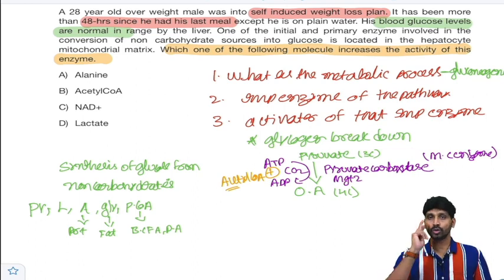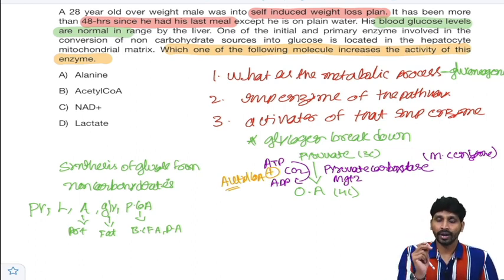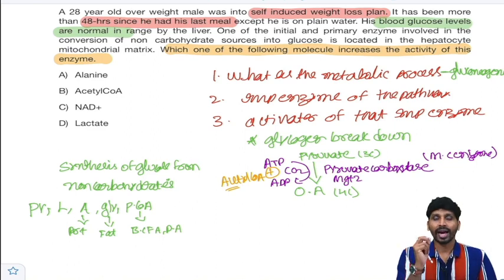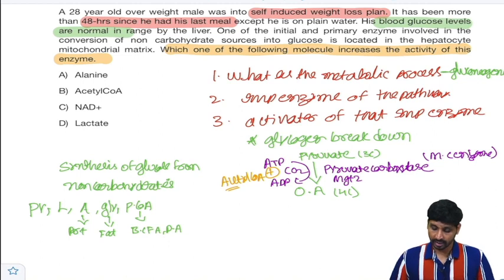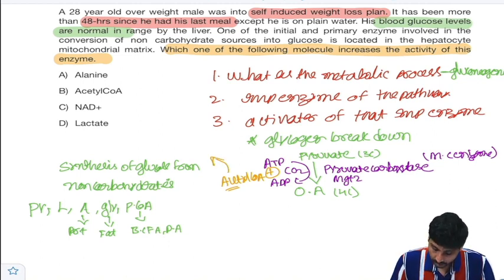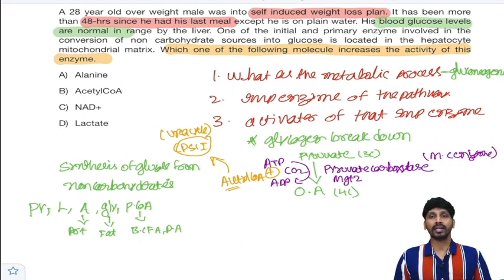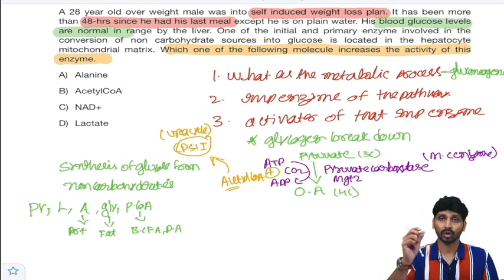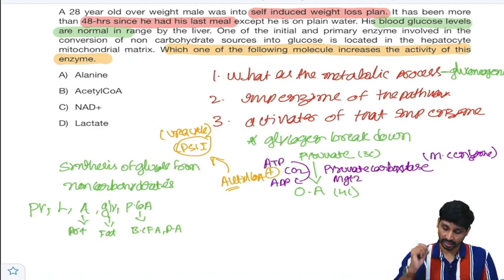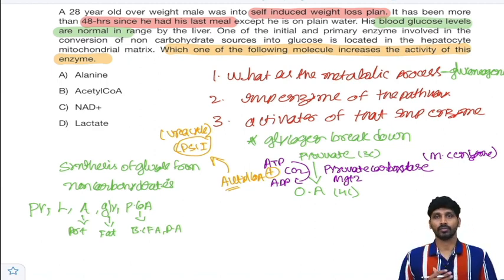In our body there are two reactions that exist. One is acetyl-CoA acting as an activator of pyruvate carboxylase and the other one is CPS1. CPS1 is involved in the urea cycle, where CO2 and ammonia combine to form carbamyl phosphate. The enzyme is carbamyl phosphate synthase 1 and the activator is N-acetyl glutamate, and for that N-acetyl glutamate formation, acetyl-CoA acts as an activator.